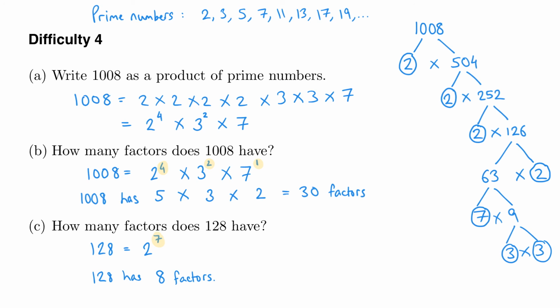Notice the difference between this and the previous example. I have no other indices in my prime factor decomposition. I've only got this 7. So when I add 1 to that, I get 8, and that's all I can do here. In the previous example, I had 2 to the power of 4, 3 to the power of 2, and 7 to the power of 1. When I've got more than one of those indices, I need to take them all, add 1 to each of them, and then multiply those together to give me the total number of factors that the original number has.